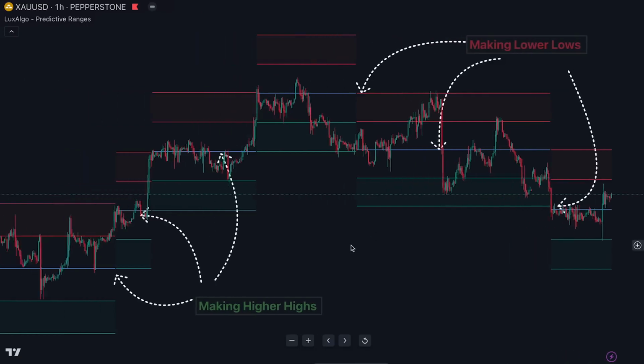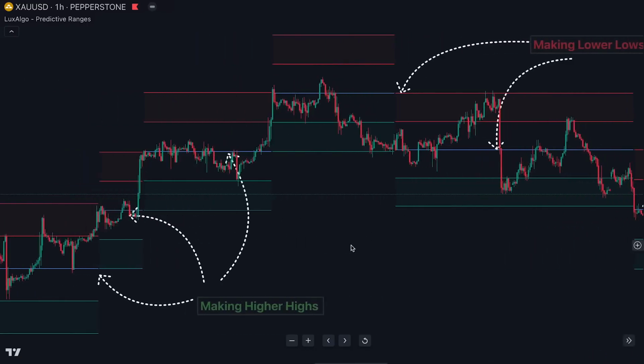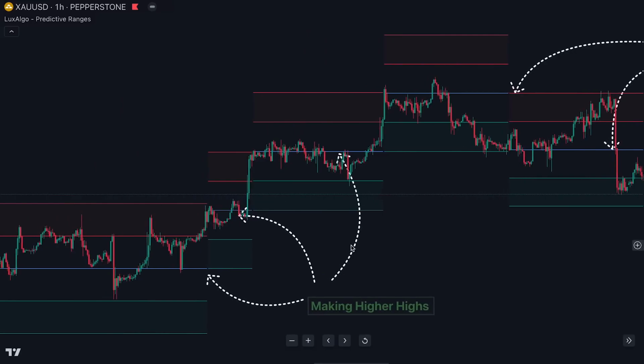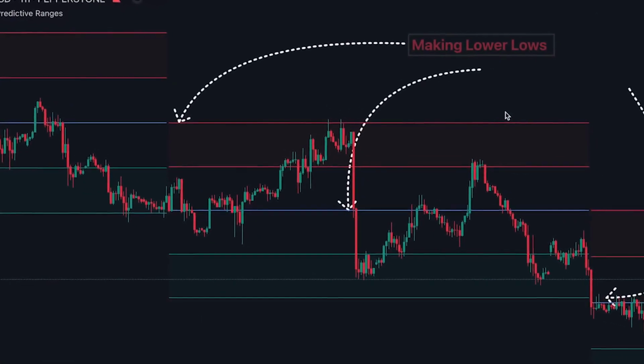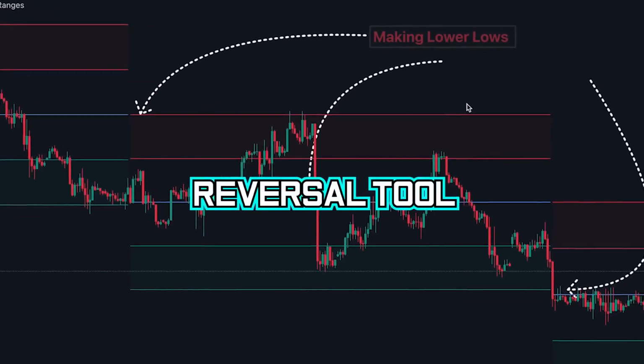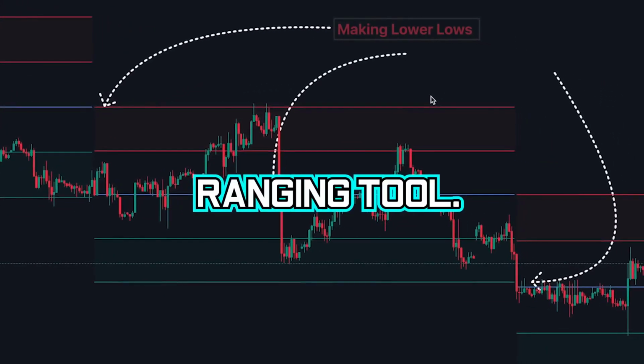The next setting we have is timeframe. This allows us to see ranges of higher timeframes than the one we are viewing. This is very useful as it allows the indicator to have even more dual functionality as a trend tool, reversal tool, as well as a ranging tool.